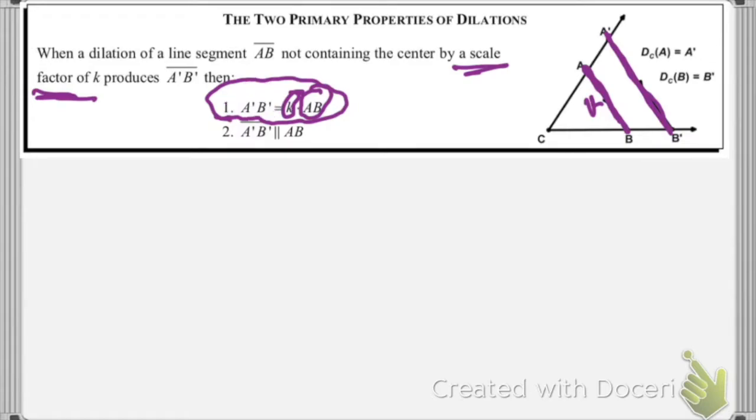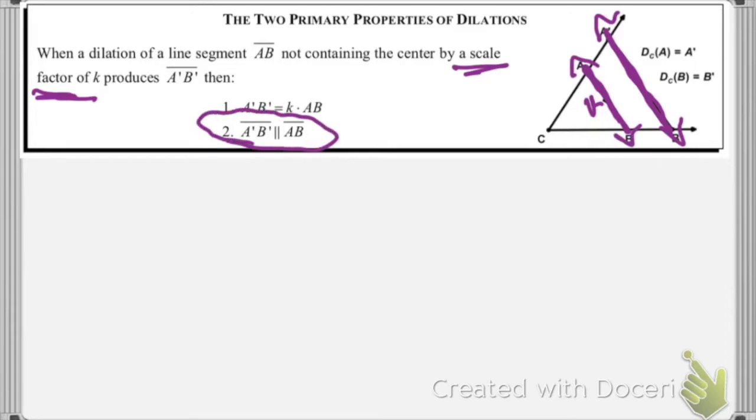Great. Well, the next thing is, look at these two lines. They are parallel. So when you have a dilation, you always produce parallel lines. Does that remind you of another transformation that we've done that produces parallel lines? I hope so. So here are the two things that we know about dilations, and we're going to talk about one more.